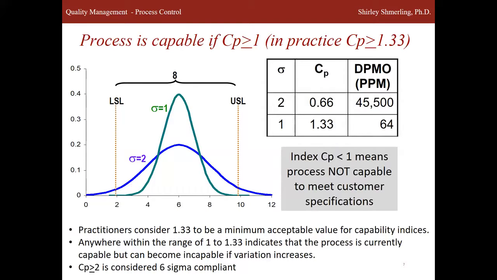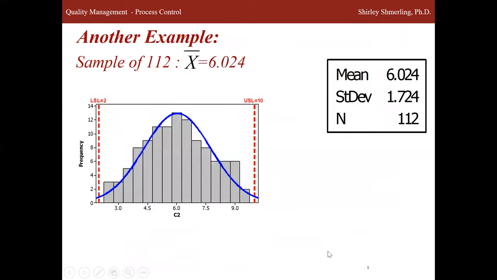Similarly, if you have an index of 1.1, theoretically it's above 1, so you'd say it's capable, but it's probably not going to be capable if any more variation is introduced into the process. That's why practitioners use 1.33 as the point where we say the process is capable or not. If the process capability is 2 and above, that's when we say the process is Six Sigma compliant.